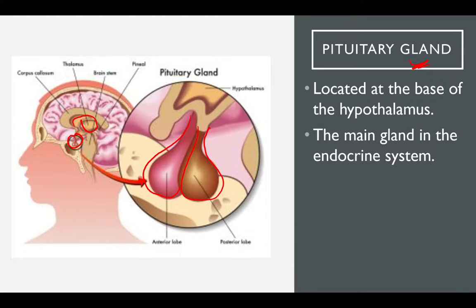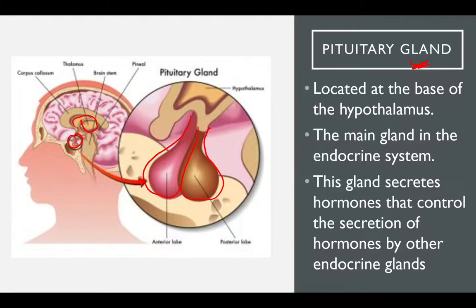Okay, the main gland in the endocrine system. Okay, pituitary gland is the main gland. Dia adalah kelenjar yang paling utama. Why? Because this gland secretes hormone that controls the secretion of hormones by other endocrine glands. Sudah apa maksud dia? Okay, let's say pituitary gland secretes hormone A. Hormone A stimulates other glands to secrete hormone B, C, D, E, F, G and so on.